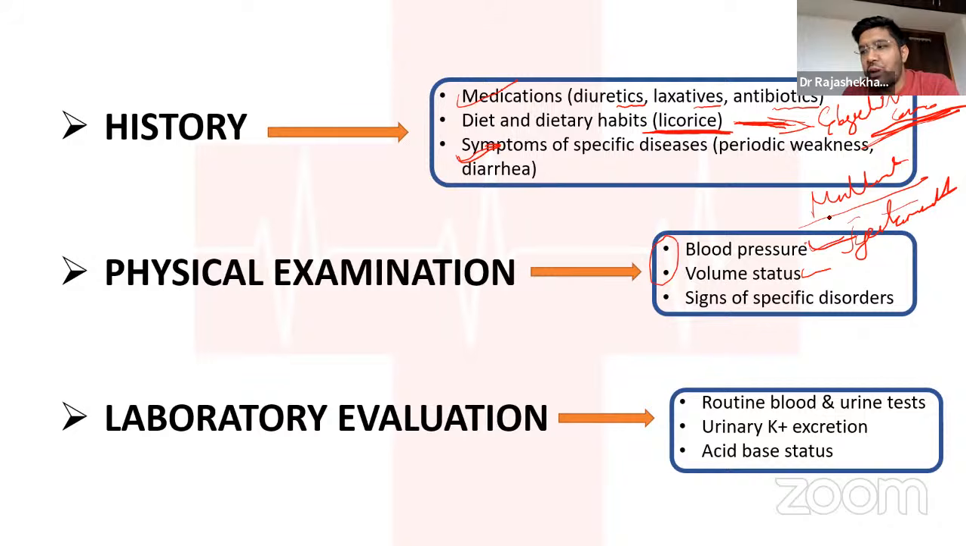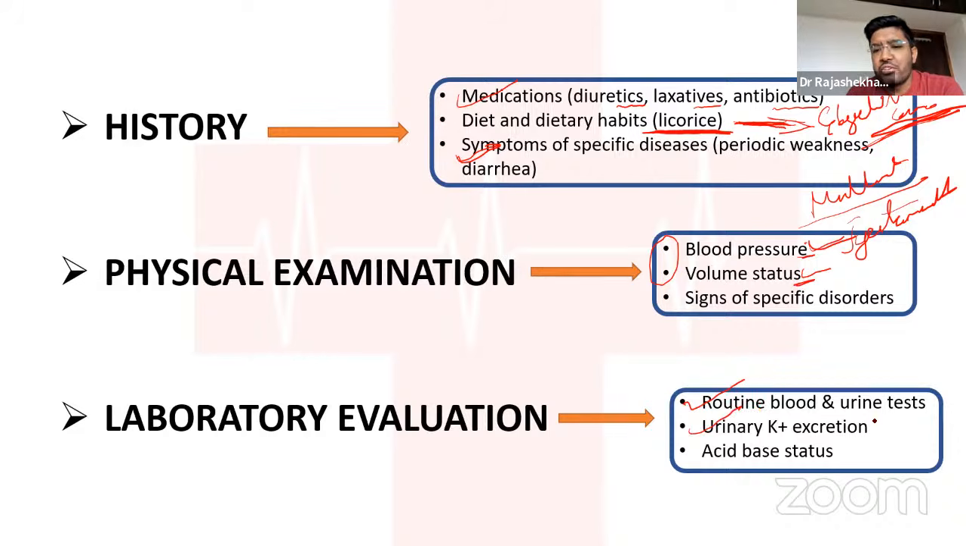That is, hyperaldosteronism is ruled out, and if the syndrome of apparent mineralocorticoid excess is ruled out, Cushing's is ruled out, and Liddle's is ruled out. So it becomes very, very important to assess the blood pressure and the volume status. Then comes the laboratory evaluation. The routine blood tests and the urine tests are very, very important.